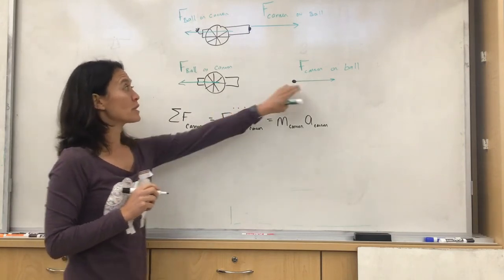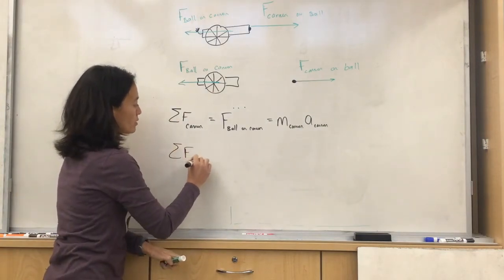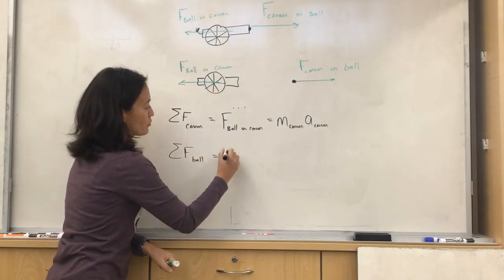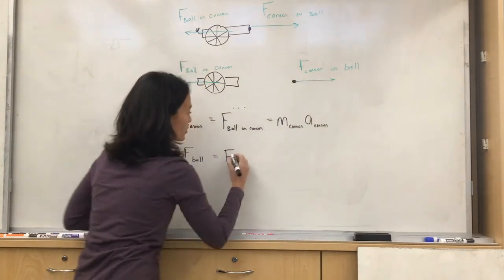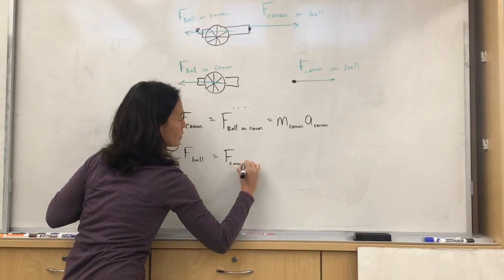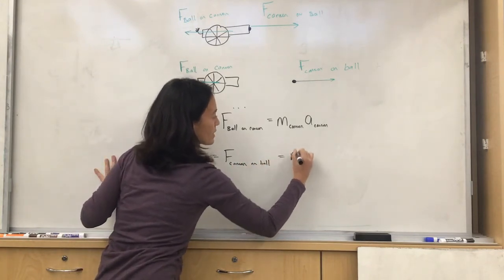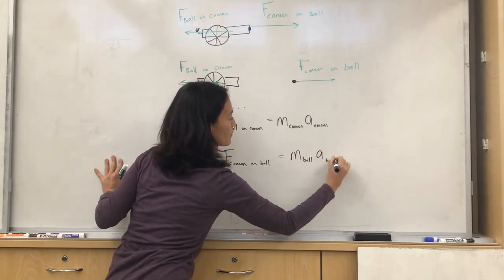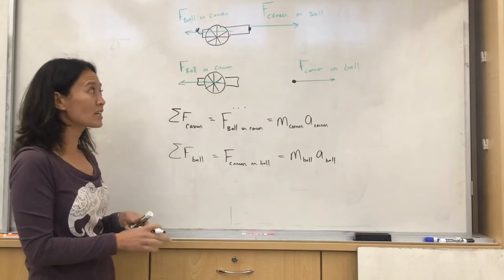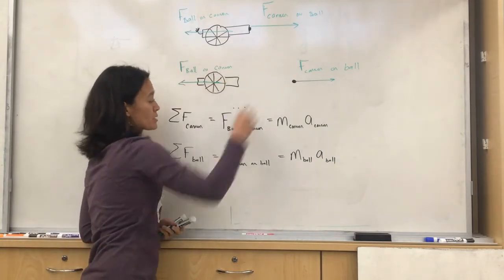If I did the same thing for my ball, Newton's second law for my ball says that the only force on the ball is right here, force of cannon on ball. This is equal to the mass of my ball times the acceleration of my ball. Okay, so I've applied Newton's second law to each of these objects.